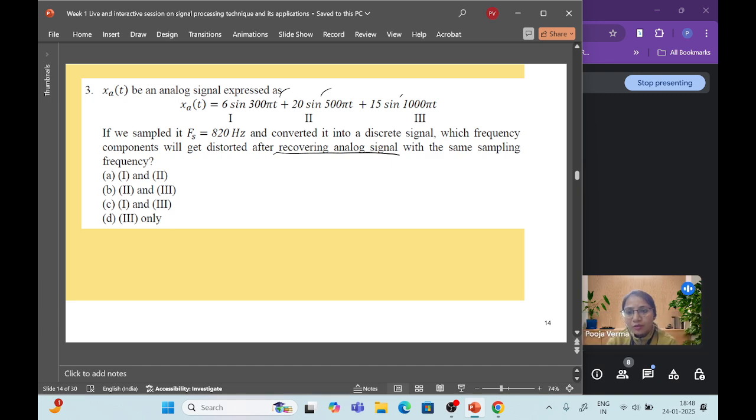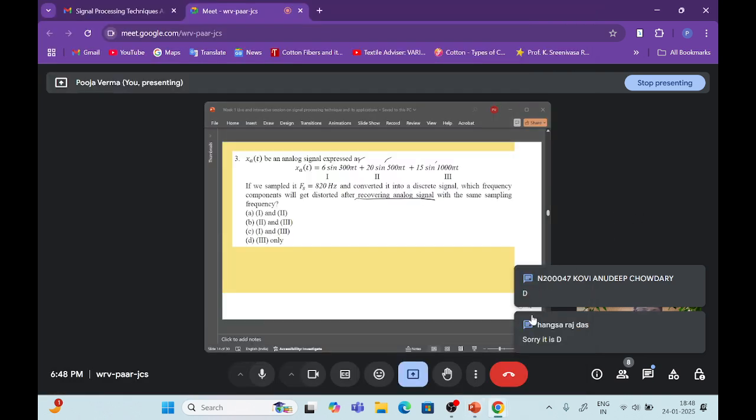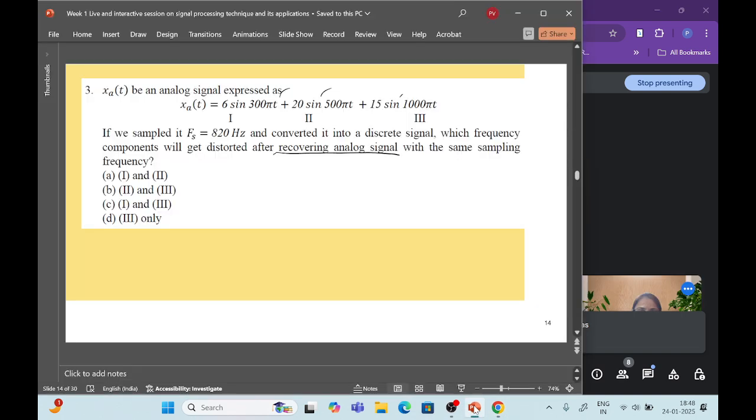First, you can solve this question in many ways. The first one is to convert it into digital, then convert it again into analog. If we get the same signal, then everything is correct and no frequency component will be distorted. If the value is not the same, then one of them is distorted. This is the first way.